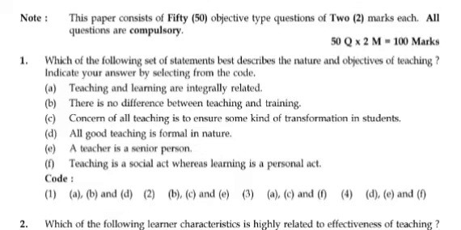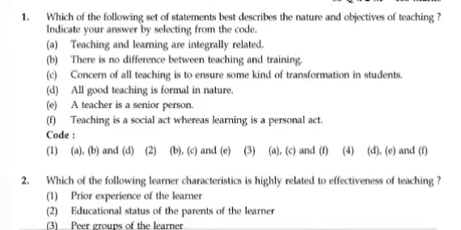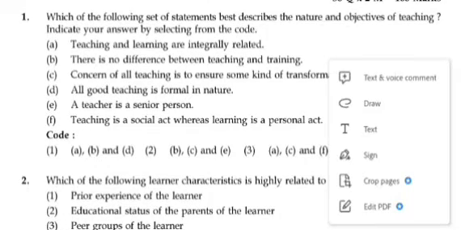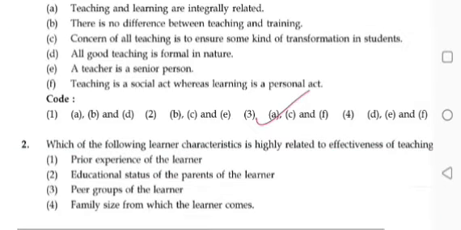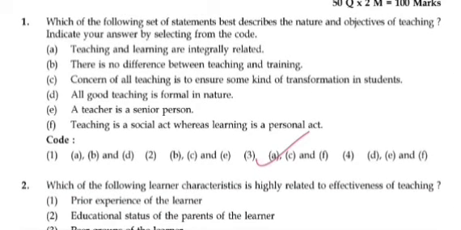Now we have to choose the correct MCQ option. A, B, D; B, C and E; A, C, F; D, E, F. What will be the correct option? Correct option will be: A is correct, C is correct, and F is correct. Let me read it for you. A, teaching and learning are integrally related. C, concern of all teaching is to ensure some kind of transformation in students. F, teaching is a social act, whereas learning is a personal act.